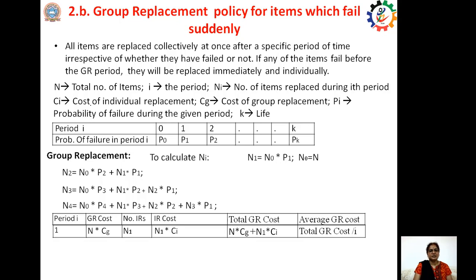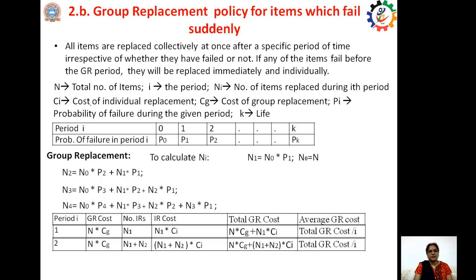It is just N into CG. Total number of items into group replacement cost. This is also unique for a given problem. Just multiply, you get. N1 is the number of bulbs which you replaced in the first duration, first month, because N is equal to 1. Can you make out here N1 plus N2?